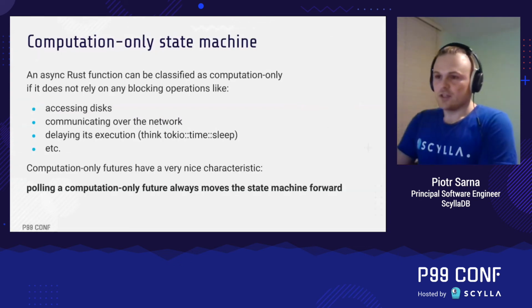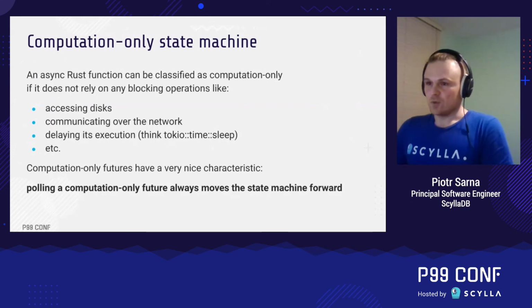In particular, the async Rust code that we implemented for running user-defined functions in WebAssembly is computation only. What that means is that there's no input-output. We do not need any disk access, no network. There are no injected delays. The code simply needs to carry out quite long calculations, which involve compiling and running a WebAssembly module.